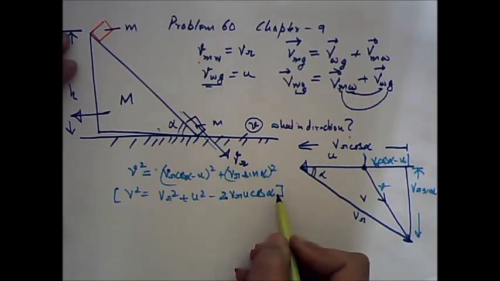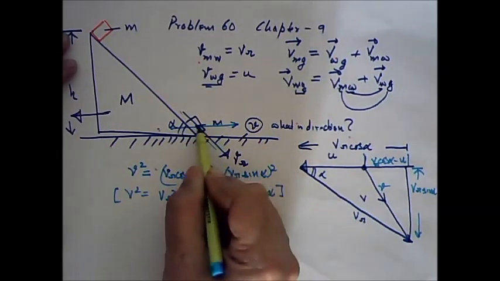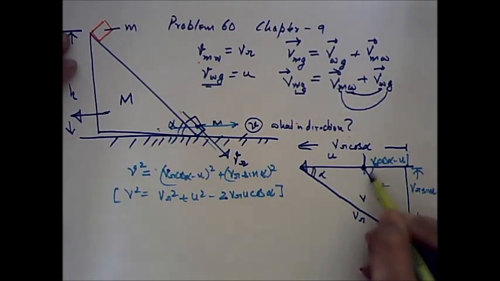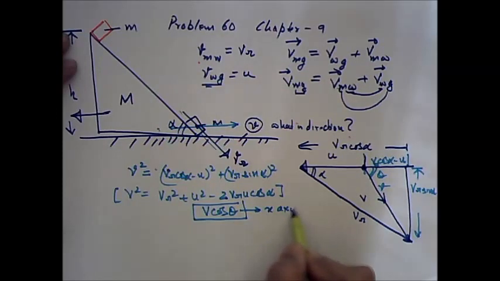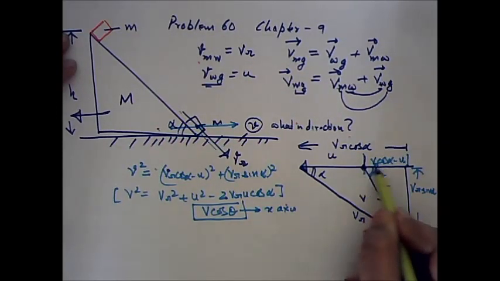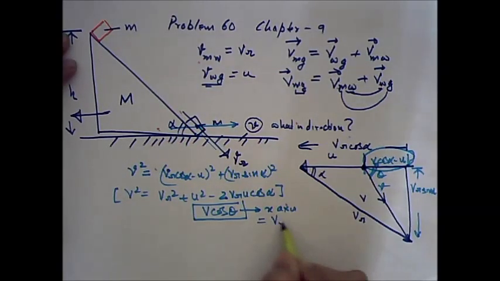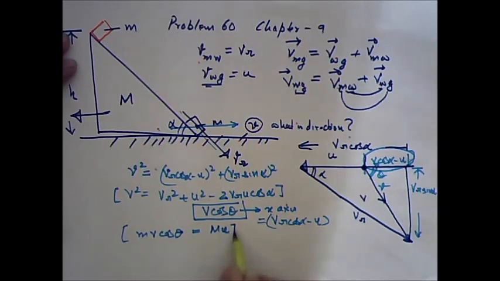Apply the conservation of momentum along the x-axis. So what is the velocity component of this? If this is theta, V cos theta is the velocity of mass along the x-axis. And what is V cos theta? V cos theta is this one, Vr cos alpha minus U. So m V cos theta is equal to M U, conservation of momentum.